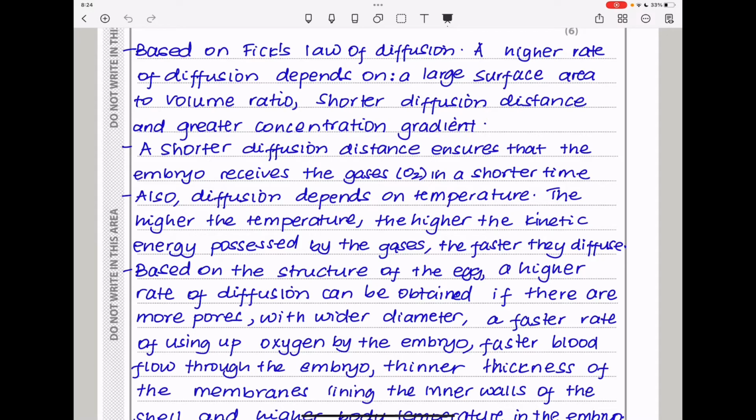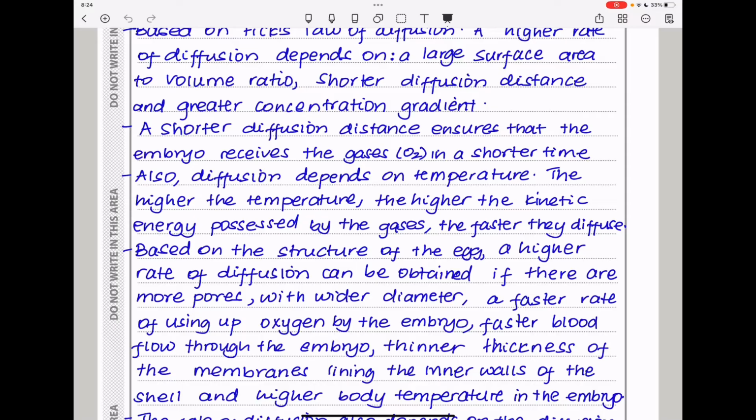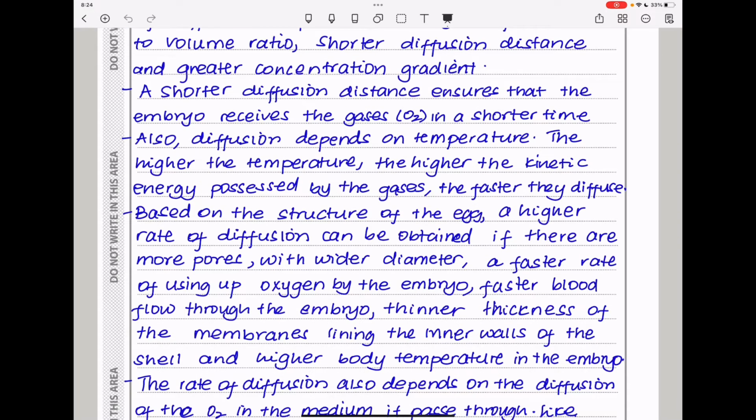The higher the temperature, the higher the kinetic energy possessed by the gases, and the faster they diffuse. When we look at the structure given to us on the previous page, I also say that based on the structure of the egg, a higher rate of diffusion can be obtained if there are more pores, and if these pores are wider, or have a wider diameter, a faster rate of using up of oxygen by the embryo. So if the embryo is using up oxygen efficiently, then there is going to be a good concentration gradient, therefore there will be a faster rate of diffusion.